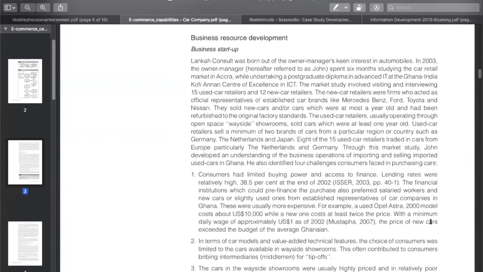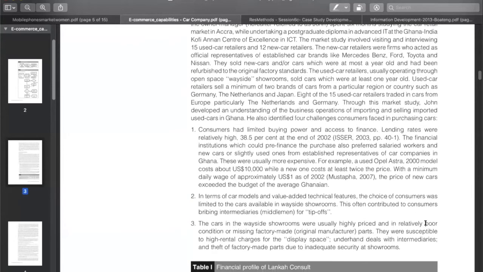They sold new cars or cars which were almost a year old and had been refurbished to the original factory standards. The used car retailers, usually operating through wayside showrooms, sold cars which were at least 1 year old. Used car retailers sell a minimum of 2 brands of cars from a particular region or country, such as Germany, Netherlands, and Japan. 8 of the 15 used car retailers traded in cars from Europe, particularly the Netherlands and Germany. Through this market study, John developed an understanding of the business operations of importing and selling used cars in Ghana. He also identified four challenges consumers face in buying used cars.